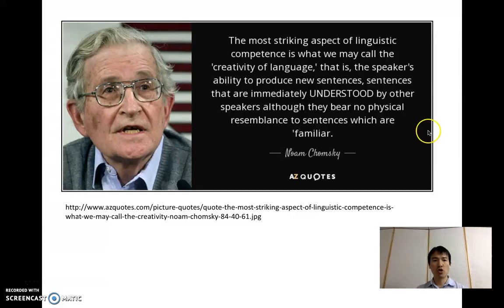Okay, so this is the first part of the syntax lecture. We'll continue with the second part next.